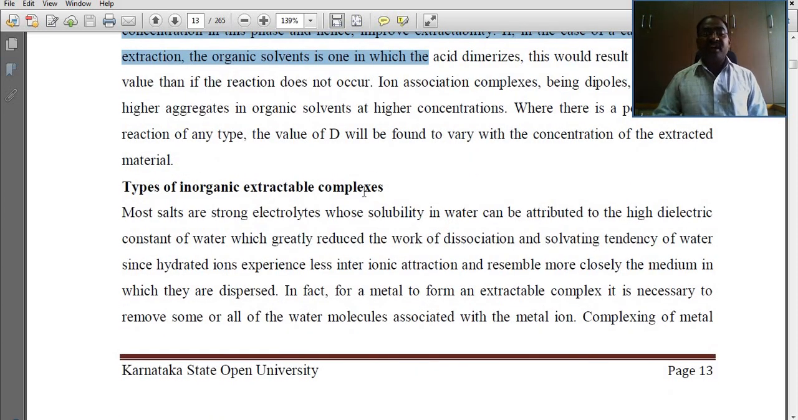The different types of inorganic extractable complexes. Most salts are strong electrolytes whose solubility in water can be attributed to the high dielectric constant of water, which greatly reduces the work of dissociation, and to the solvating tendency of water, since hydrated ions experience less interionic attraction and resemble more closely the medium in which they are dispersed.